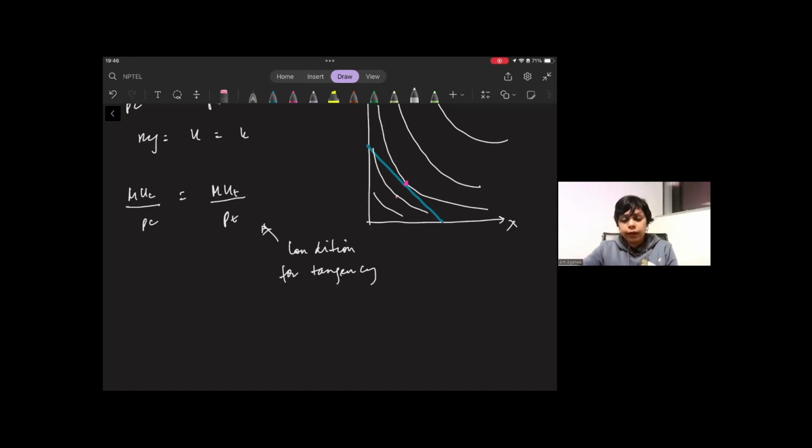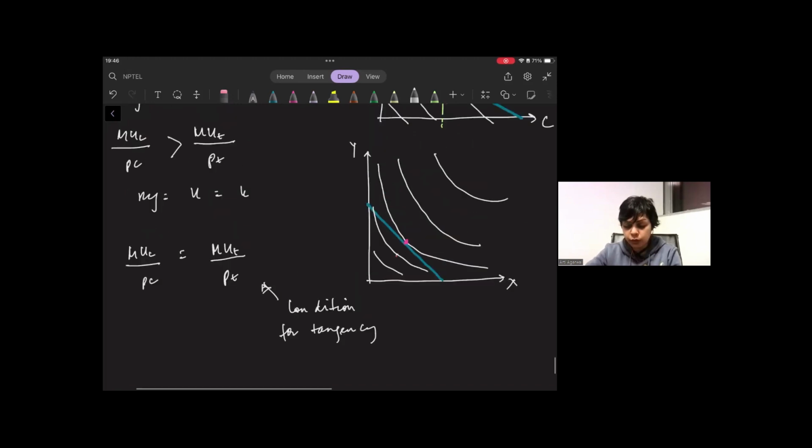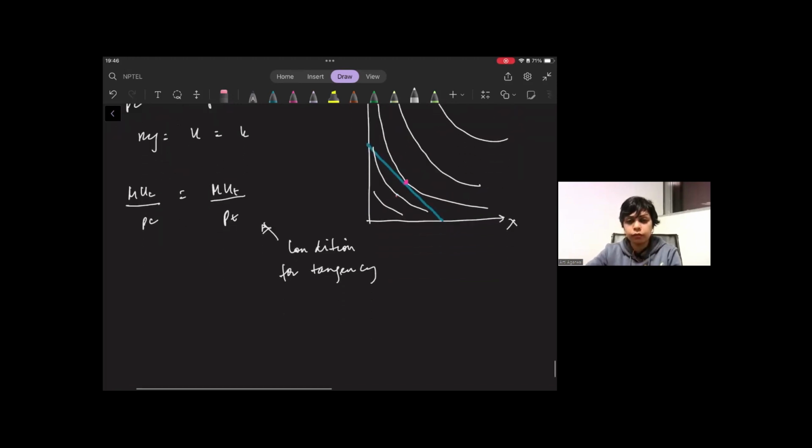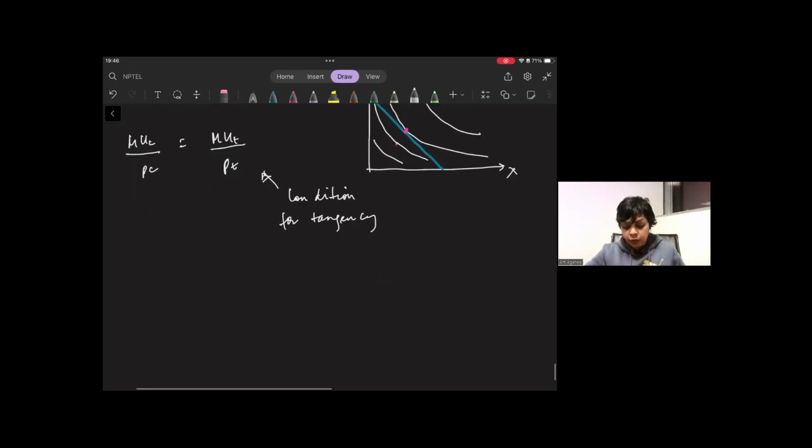Okay, and in the straight line case also, at least if you are given that kind of a problem with perfect substitutes, hopefully you will be given the case where the budget line is superimposing on the indifference curve. I don't think you'll be given the case where they're intersecting.